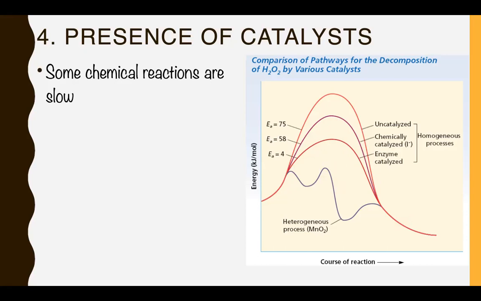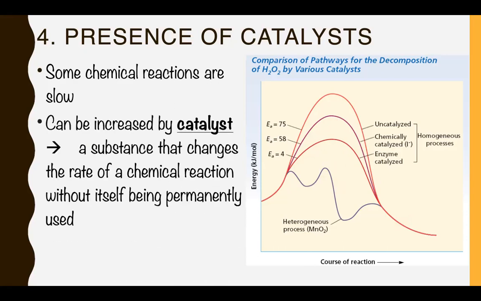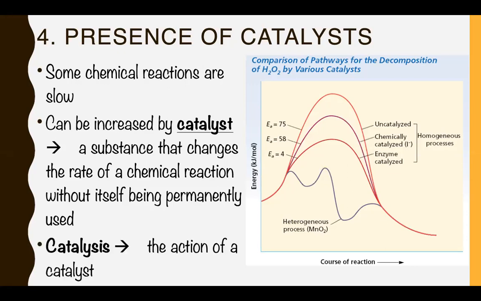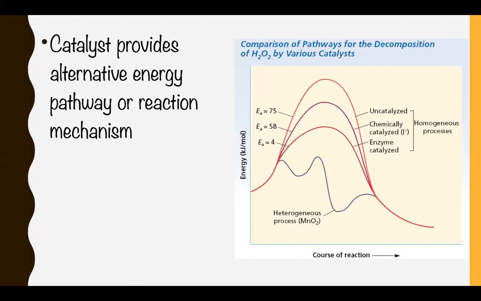being used. Some reactions just by nature are slow, so we can use a catalyst, which is a substance that changes the rate of a chemical reaction without itself being permanently used. The action of a catalyst is called catalysis. A catalyst provides an alternative energy pathway or reaction mechanism.